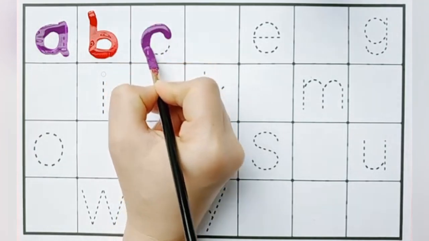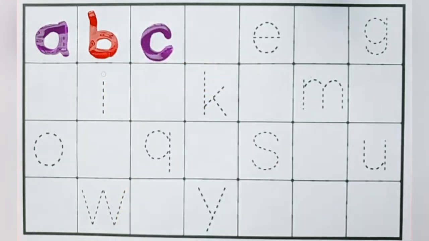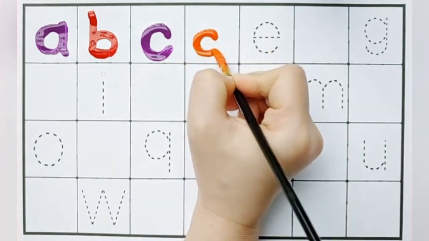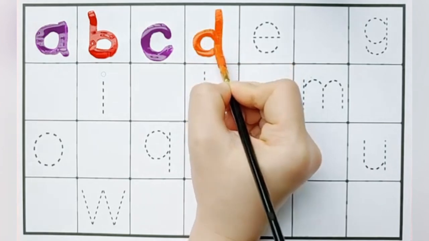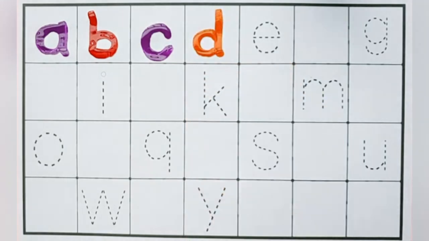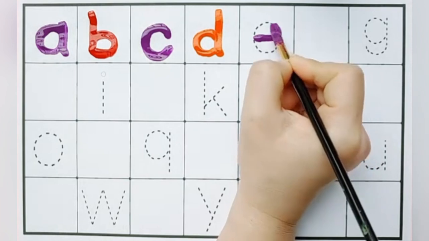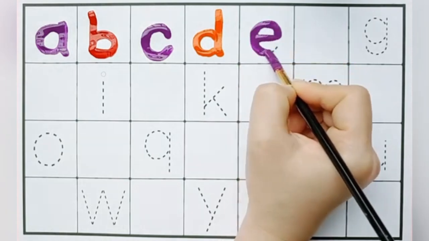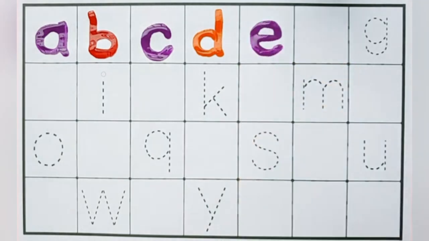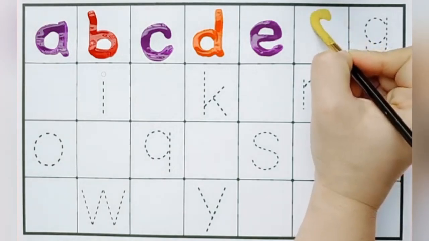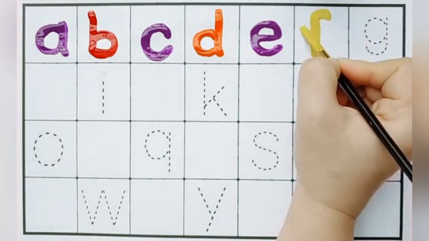C for cat. C for cat. D for duck. D for duck. E for egg. E for egg. F for flowers. F for flower.